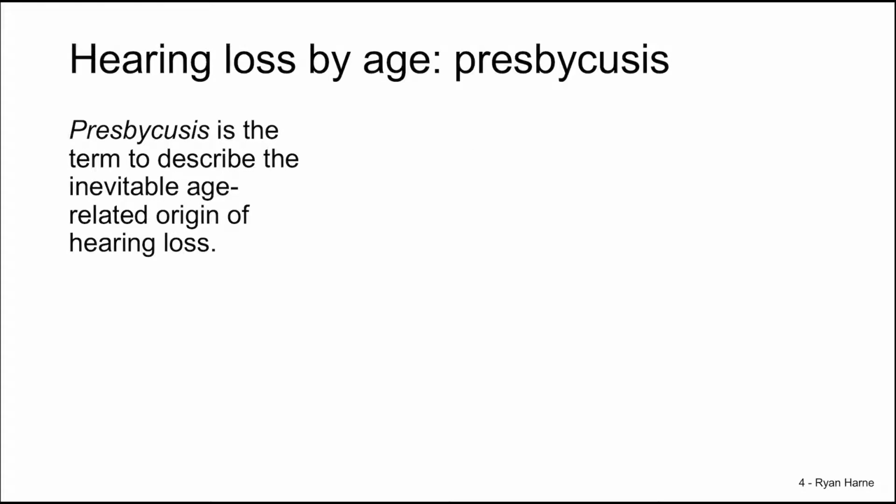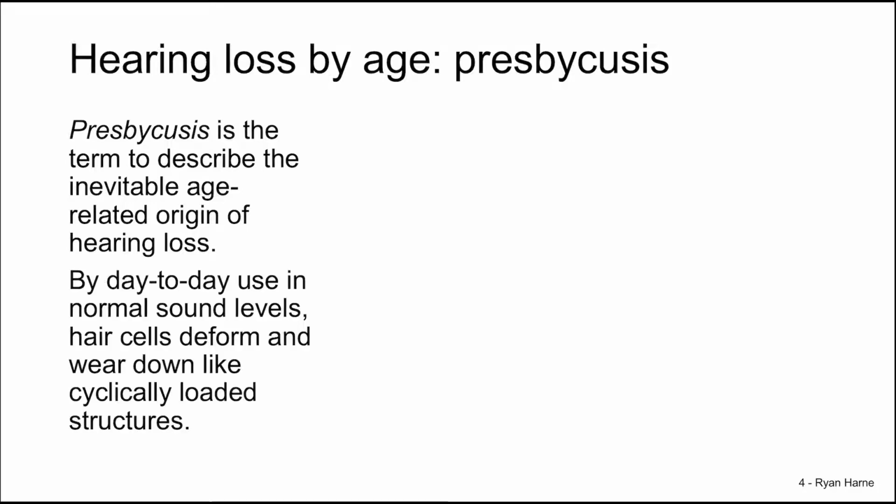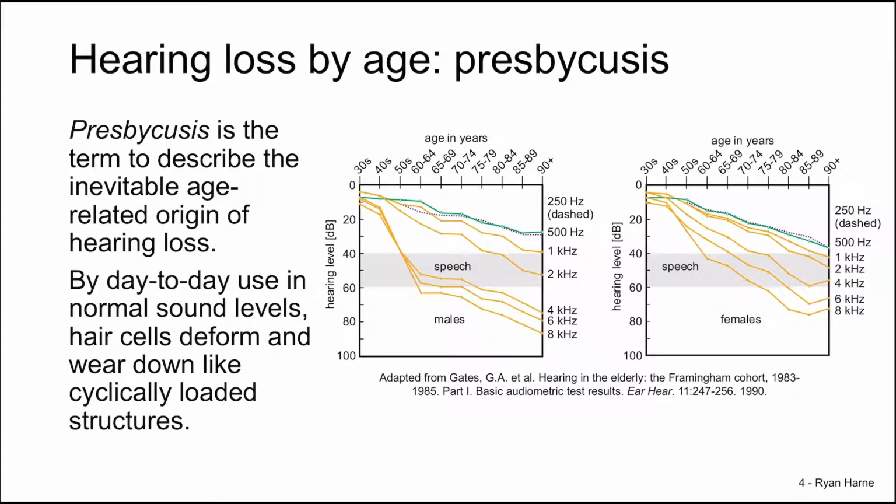So hearing loss by age that we just referred to is called presbycusis. This is the term to describe inevitable age-related hearing loss. Even by living in day-to-day sound levels, the hair cells deform and wear down like they are cyclically loaded structures. For instance, a paperclip with one arm bent back and forth many times will finally break, and this is what happens to the hair cells in our ear.